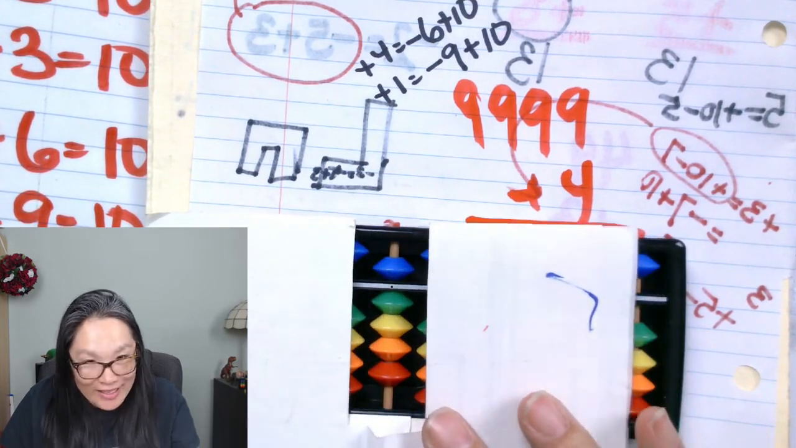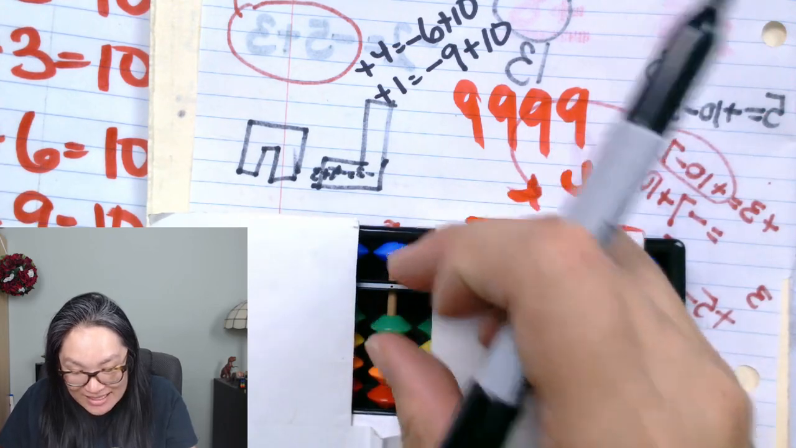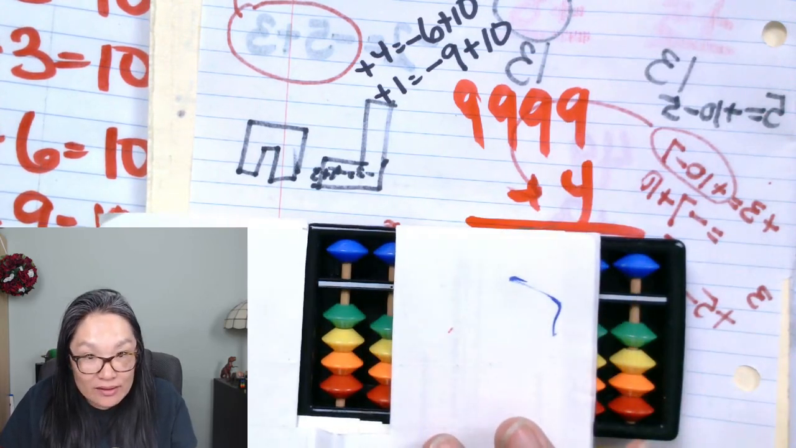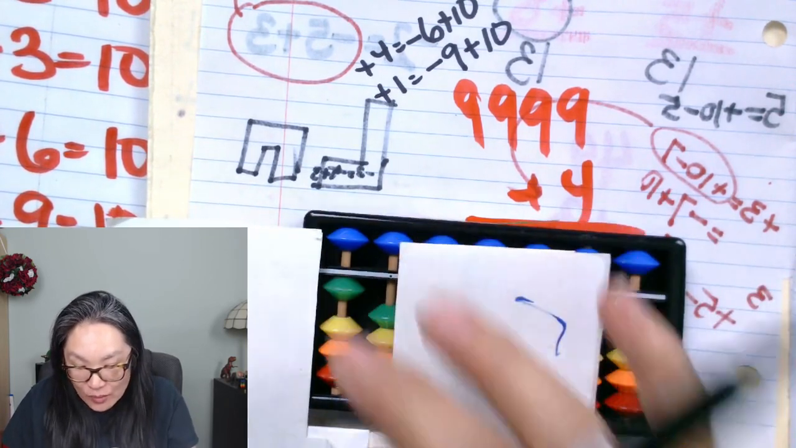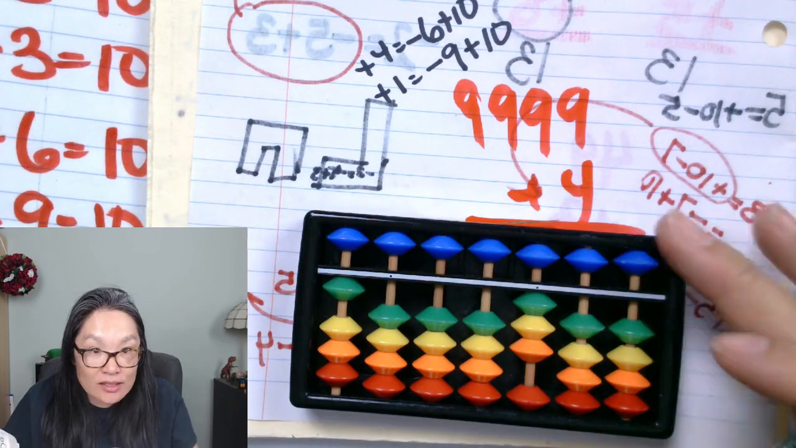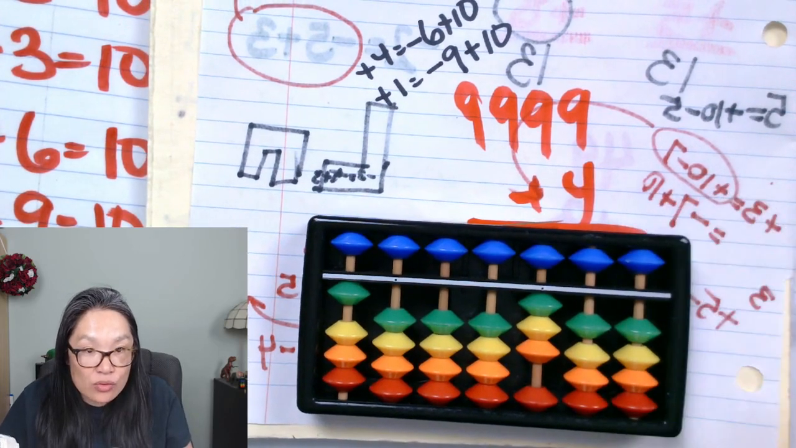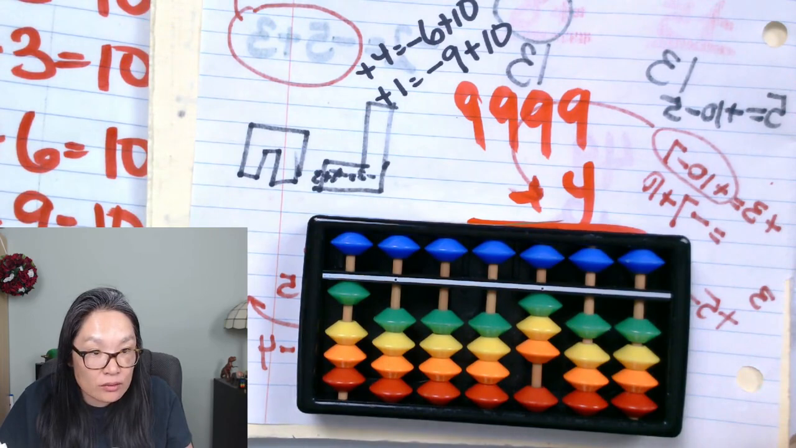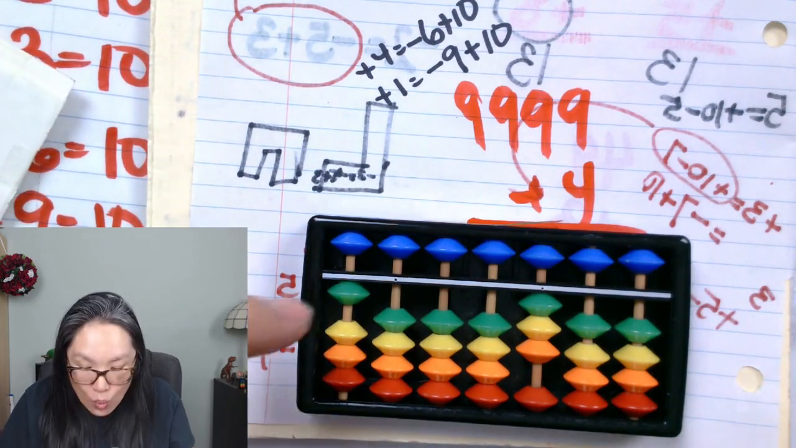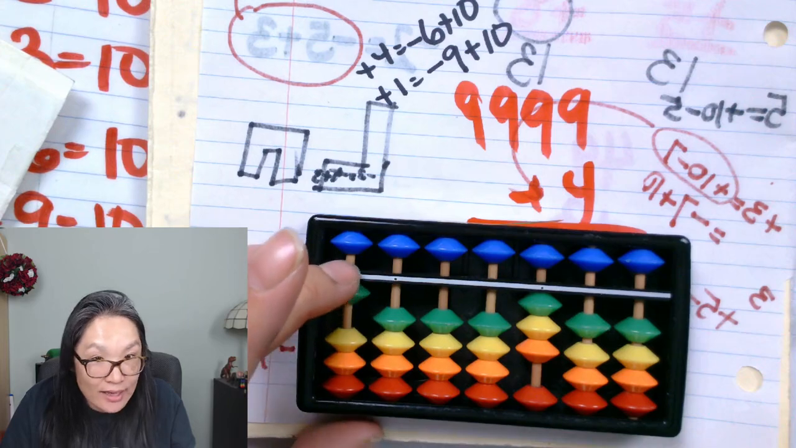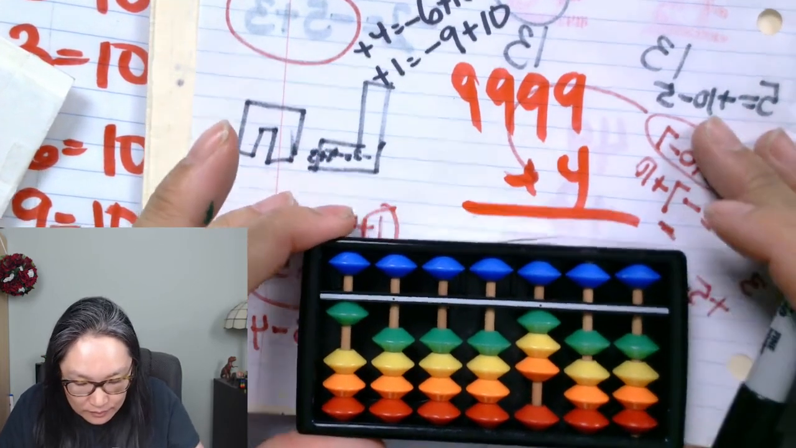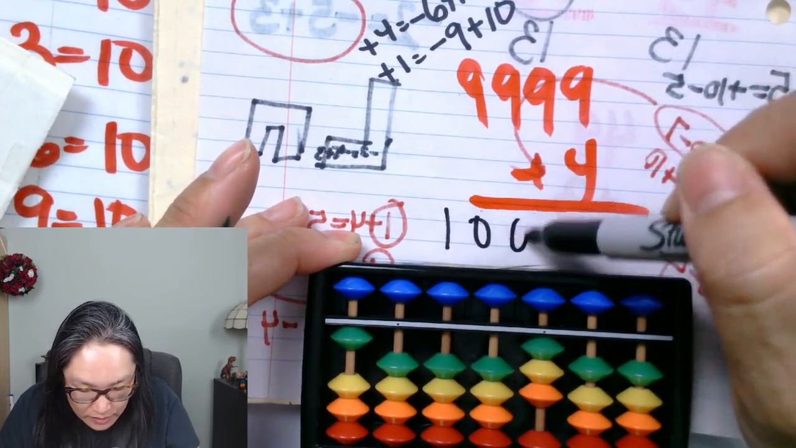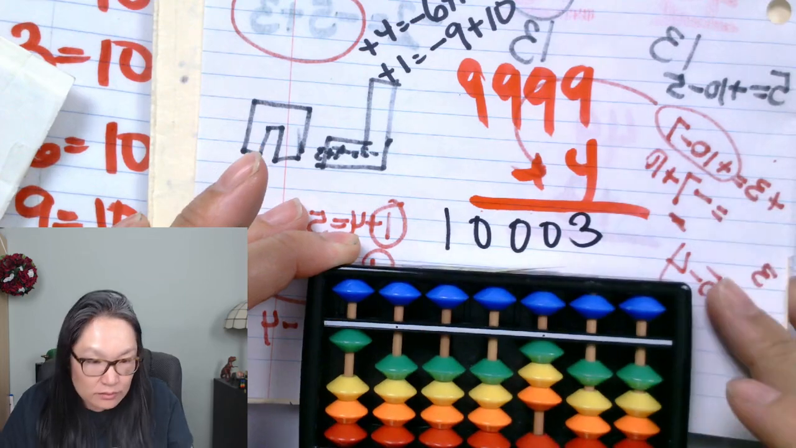Can I do it? No, I can't do it. Minus the 9, carry the 1. Can I carry the 1 here? Yes, I can do it. I can add the 1. And that's my answer. 10,003. Once you can do the adding of the 10, then you're done.